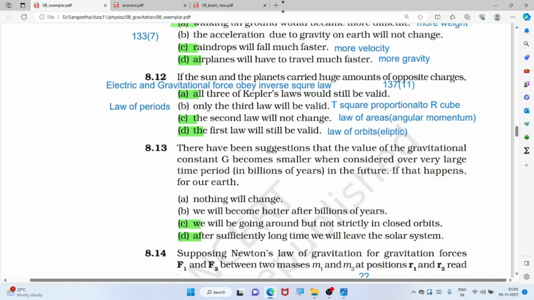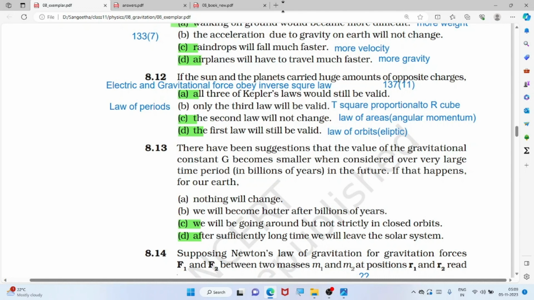If the sun and the planets carry huge amounts of opposite charges, then the electrostatic force between these charges will be active. But this electrostatic force and gravitational force both obey the inverse square law. Okay, q1 q2 by r square, here also m1 m2 by r square, both obey the inverse square law.